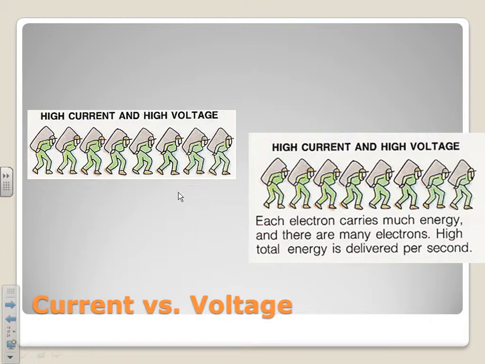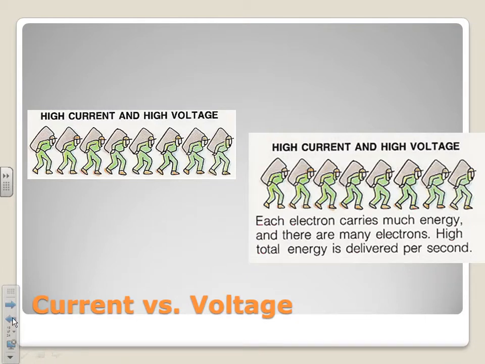But because it's high voltage, that means that those charges, there are a lot of them, but how much energy do they have? A lot or a little? A lot, right? This is the dangerous stuff. High current, high voltage. There's a lot of electrons, and each one of those electrons carries a lot of energy. Now, how much total energy we're getting depends on the combination of the two.